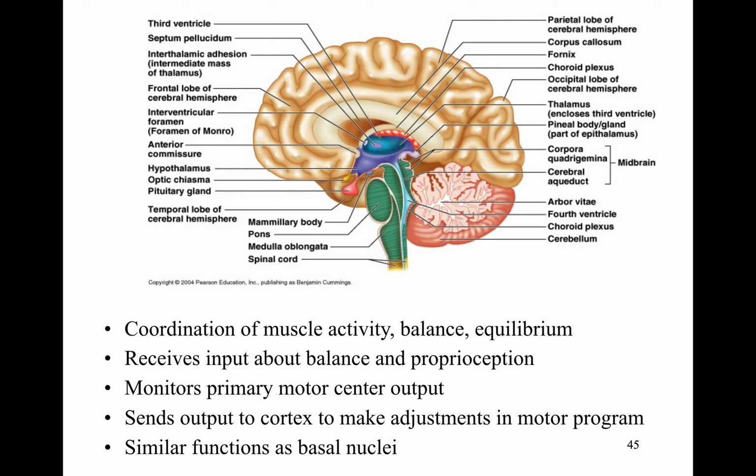So again, the cerebellum is going to function very similarly to the basal nuclei. It's going to receive the motor output plan from the premotor cortex. It's going to filter out any unnecessary movements and help coordinate movements. It's then going to send that plan back up to our primary motor cortex so that the primary motor cortex can then send that motor output out to those large pyramidal motor neurons.